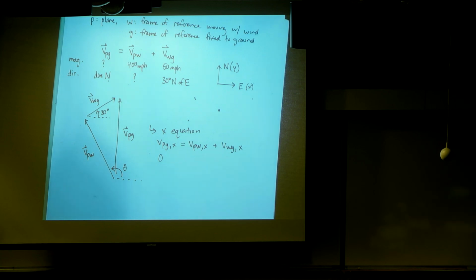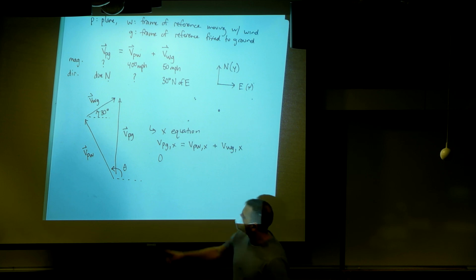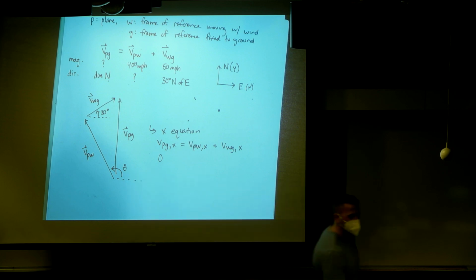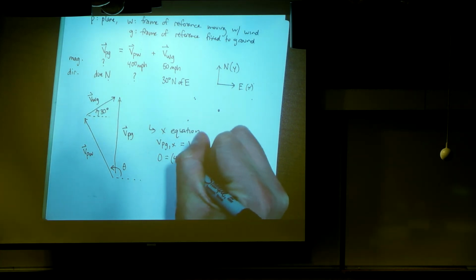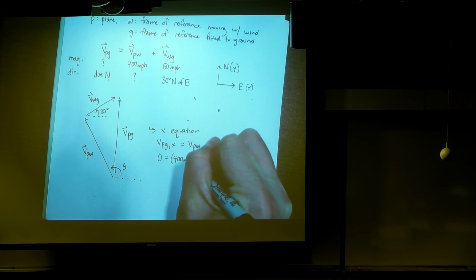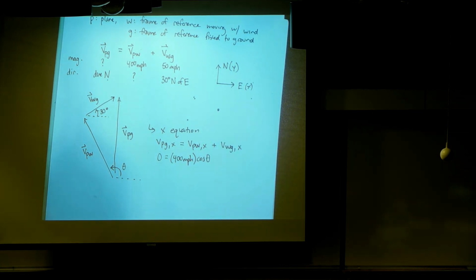Now, for the plane relative to the wind, the x component. Well, how do we think about the x component of any vector? It's like the magnitude of it times cosine of some angle, theta, right there. So the magnitude, remember we have this information up here, is 400 miles per hour. And then we have cosine of theta, which we're going to determine. We'll figure out what theta is.